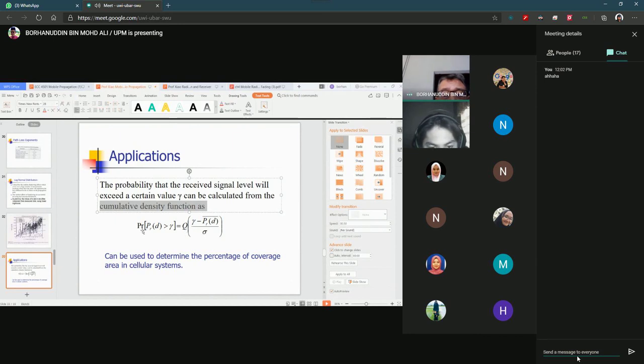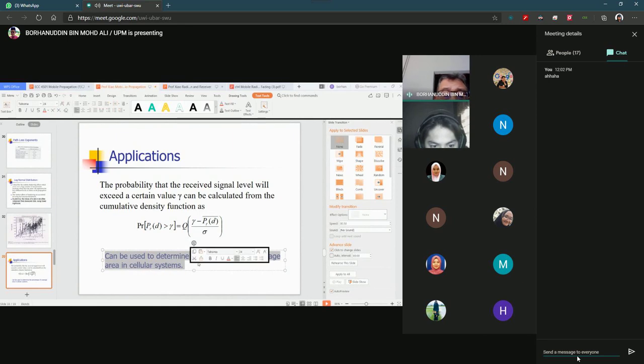And the probability that the power at D is greater than gamma, which is maybe a threshold that they set, you can check in a table. This is given in a normal Gaussian table. If there's any illustration, maybe we can try to go through some example on this one. So Q of gamma minus power received at the point D, the average power, divided by standard deviation. And you can refer this to a Gaussian table. This can be used to determine the percentage of coverage area in a cellular system.